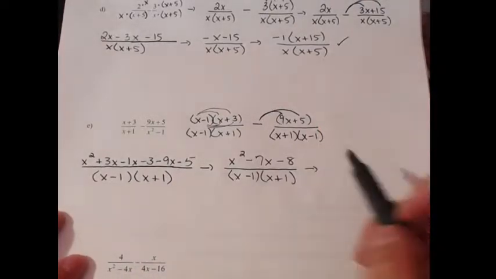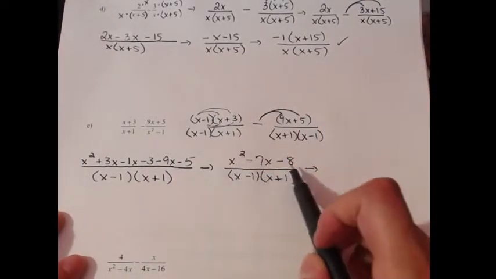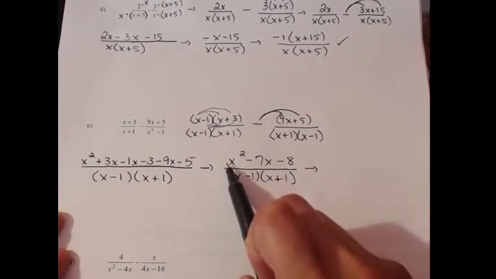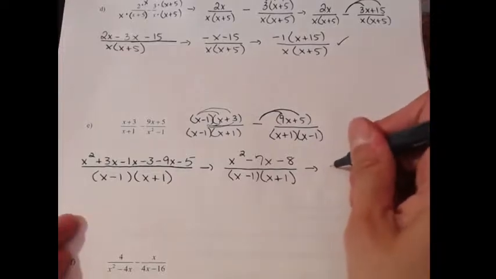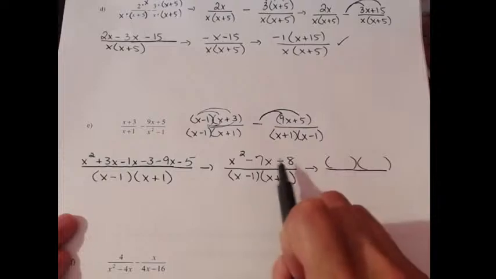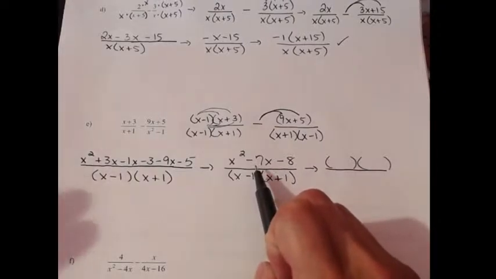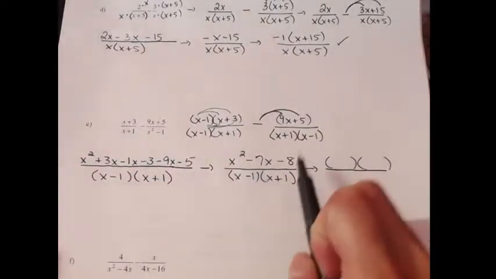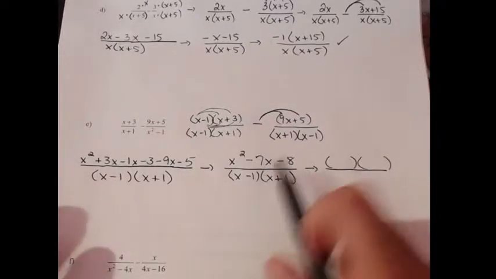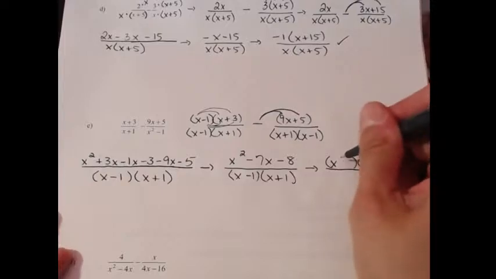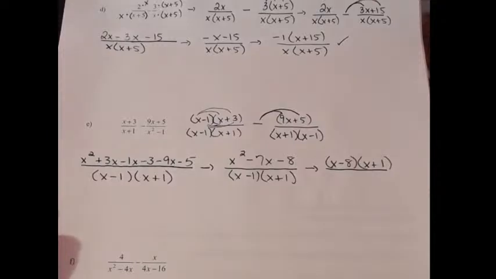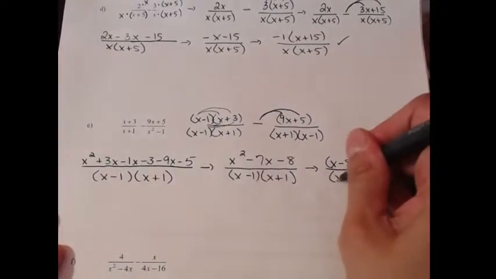The next thing I'm going to do is try to factor my numerator. I have a trinomial. My leading coefficient is equal to 1, so I'm going to go ahead and use trial and error, if possible. I want factors of negative 8 that combine to give us negative 7. Well, that's got to be negative 8 times 1. Negative 8 times 1 gives us negative 8. Negative 8 plus 1 gives us negative 7. So we'll write our factored form as x minus 8 and x plus 1. We'll rewrite the denominator directly underneath.